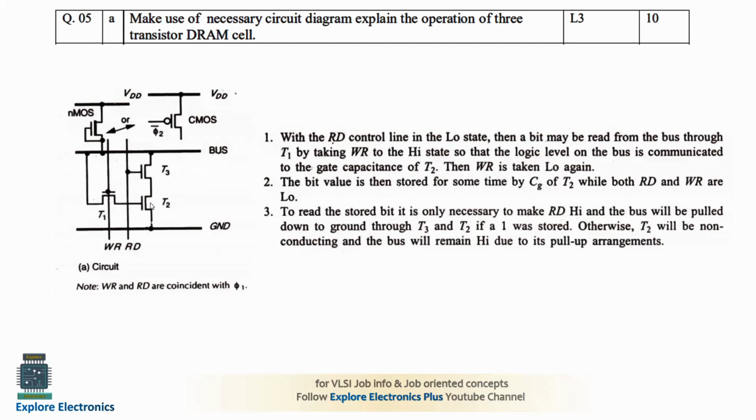It is reverse. Similarly, if 0 is stored over here and we are trying to read the data, what happens? RD is 1, T3 is on, and if 0 is stored, T2 will be off. Means the bus will not get the direct connection to ground.